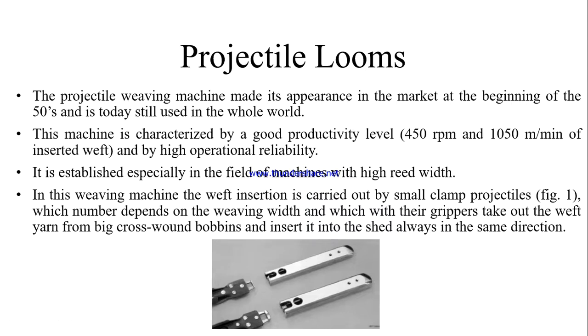So in case of projectile weaving, weft insertion occurs from a single direction, from one side of the loom only. It is not possible to insert weft from both sides of the loom. Like in a shuttle loom, you must have seen the shuttle picking can be possible from both sides, left side and right side of the shuttle loom. But in case of a projectile loom, the insertion of the projectile is only suitable from one side of the loom. It is not possible to insert the projectile from both sides.